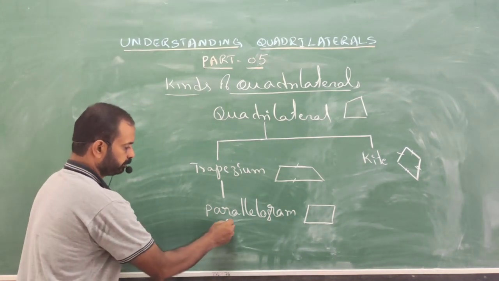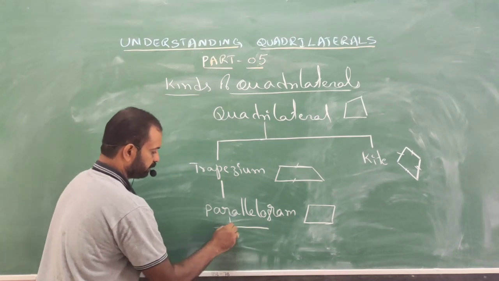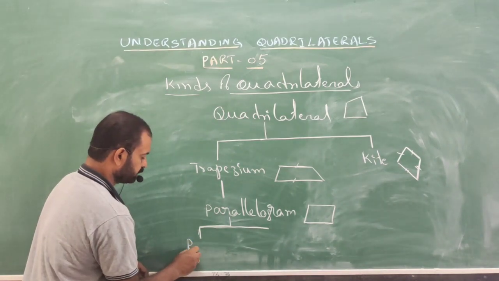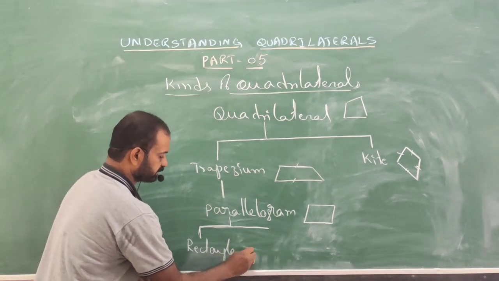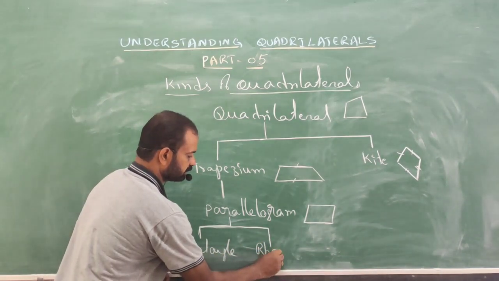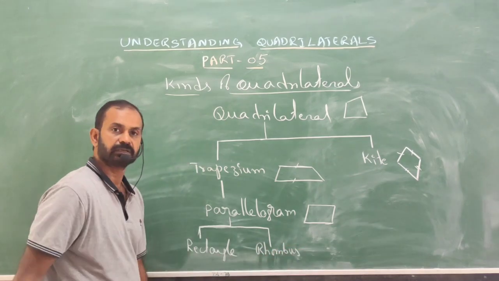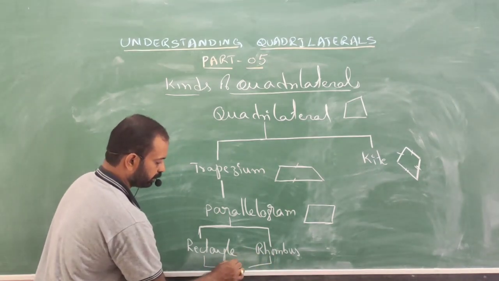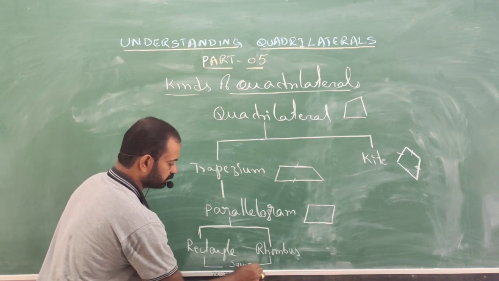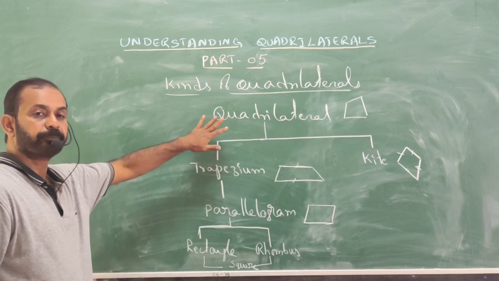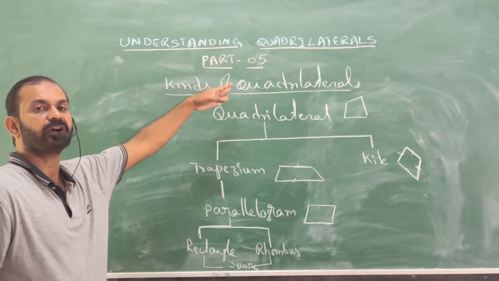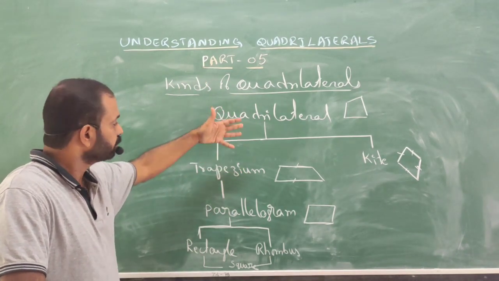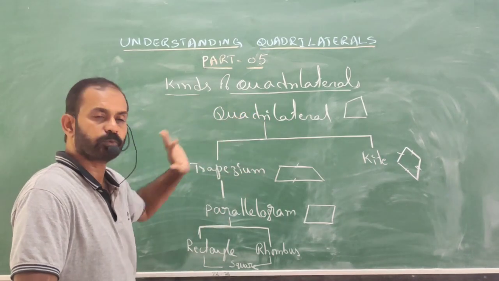Next, under the parallelogram, one is a rectangle, another one is a rhombus. Now from the rectangle and from the rhombus we can have a square. So this is a brief structure of the family of quadrilaterals. When we go in depth, we still have so many more pictures. I am not writing them here because for class 8 this is more than enough.